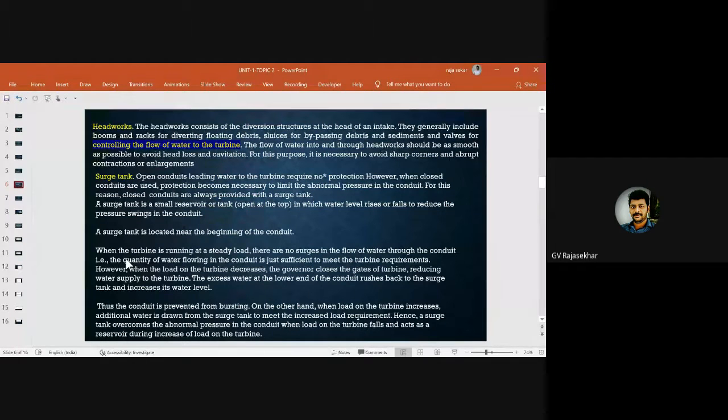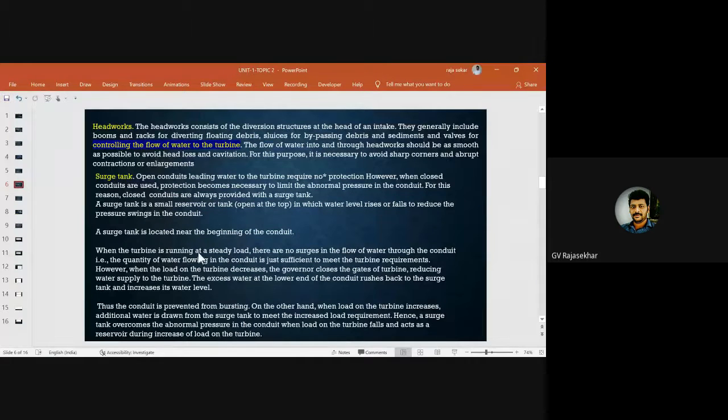In order to take that force or pressure on the penstocks, this surge tank will allow the water to flow into it because it is half filled. So like that, these surge tanks will be used.